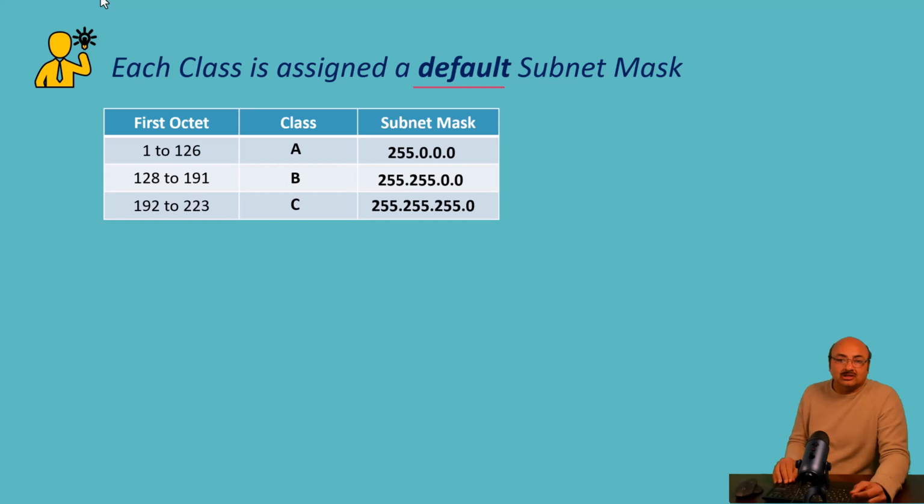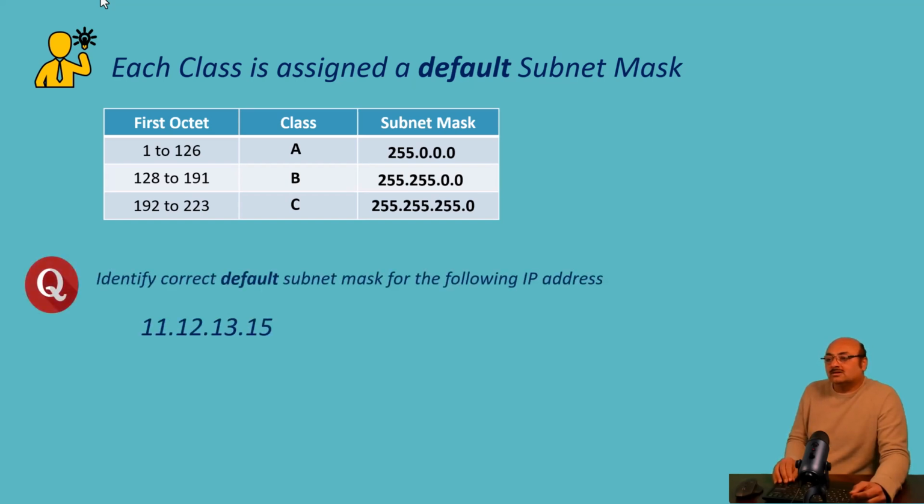Let us take a couple of examples. Given an IP address 11.12.13.15, identify the default subnet mask. Let's pay attention to the first octet. It is 11 and it falls in the range 1 to 126. That means it is a class A IP address, and that is why the default subnet mask for class A is 255.0.0.0.